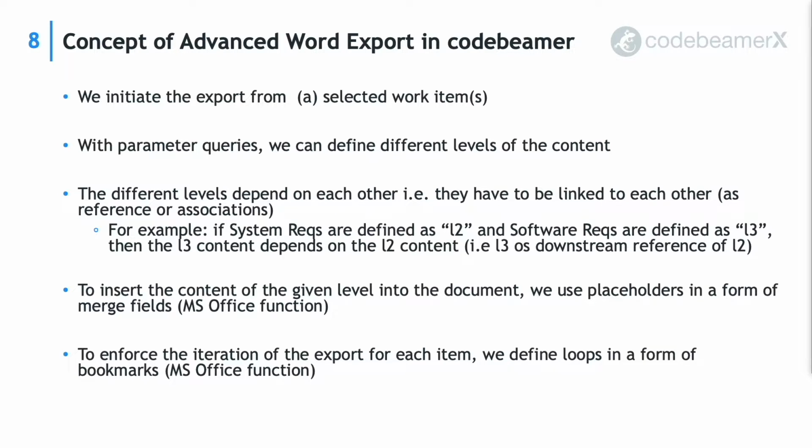For example, if system requirements are defined as L2 and software requirements are defined as L3, then the L3 content depends on the L2 content. In other words, L3 is the downstream reference of L2. Similarly to the simple word export, to insert the content of the given level into the document, we use placeholders in form of merge fields. And to enforce the iteration of the export for each item, we define loops in form of bookmarks, as we do it during the simple word export.